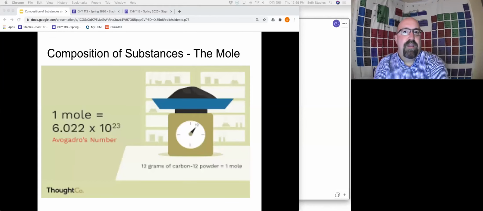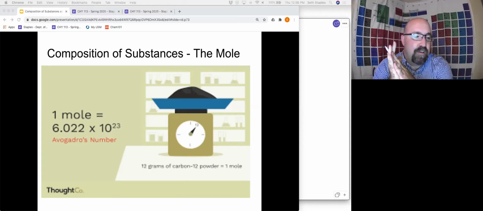Hello and welcome to our next lecture in CHY 113. Today we're going to focus in on the concept of the mole. The mole is a concept in chemistry that allows us to scale things up.